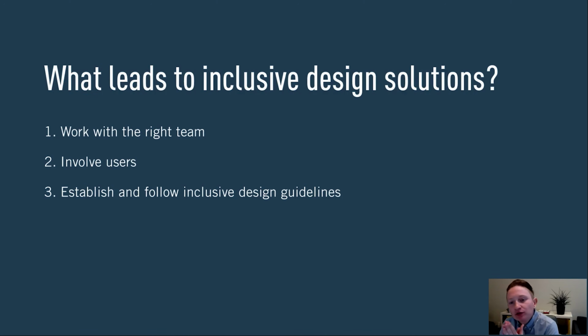And before we get into the examples that I prepared for you and that I would like to discuss with you, I would like to just say that there are a few ingredients that are key to inclusive design that really enable us to ideate and deliver inclusive solutions. And these are working with the right team, involving users, and then establishing and, of course, putting into practice design guidelines that are inclusive, that embed inclusion into them.